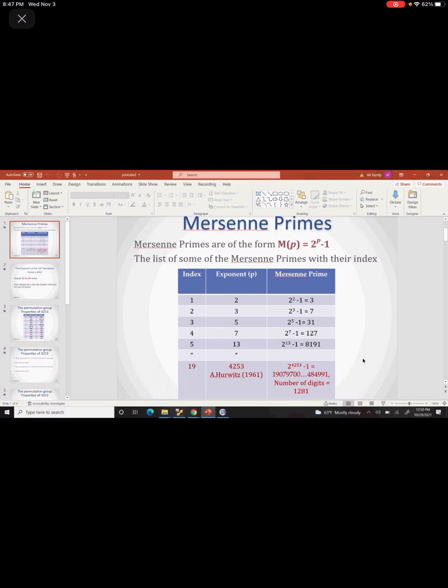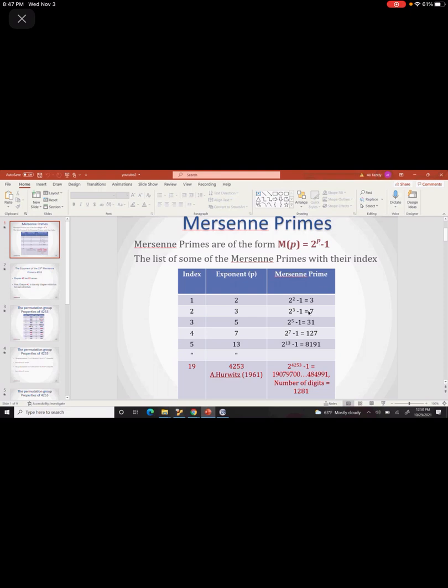Mersenne primes. Mersenne primes are of the form MP equals 2 to the p minus 1, where p is the exponent of 2. The list of some Mersenne primes with their indices are here in this table. And I want to just make sure that it's understood.